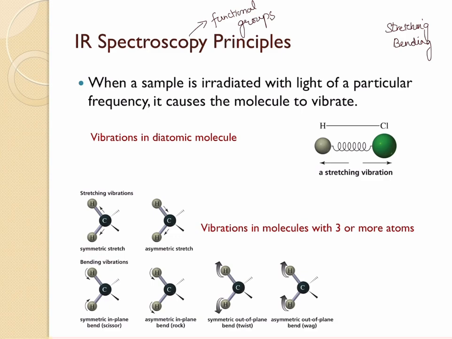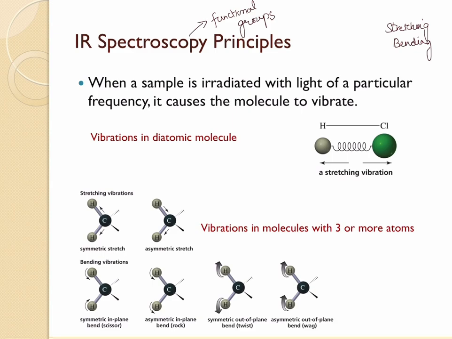Now, when you take molecules that contain 3 or more atoms, it's going to be complex and it's going to include both stretching and bending vibrations. Each one of these will have symmetric and asymmetric stretching. Under the bending vibrations, we also have in plane and out of plane. Scissoring and rocking come under the in plane bending vibrations, and twisting and wagging come under the out of plane bending vibrations.